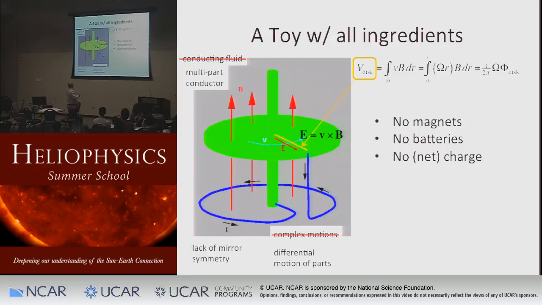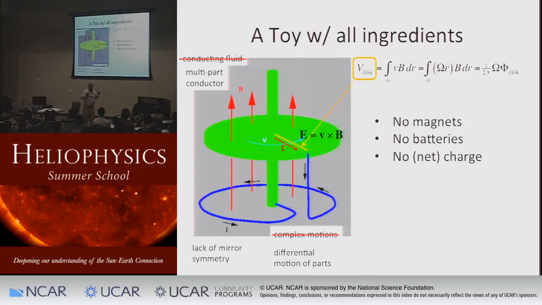That means there's a voltage between the axle and the rim, and if I just integrate the electric field, that's like integrating VB dr, and I've just done some magic here. V is actually omega, the angular rotation rate, times the radius. I've integrated it. It actually comes out as two things that will have counterparts in astrophysics: the angular rotation rate, omega, and the net magnetic flux going through the disk.